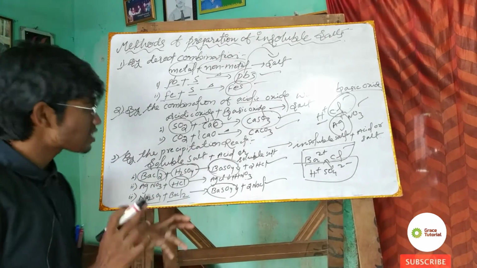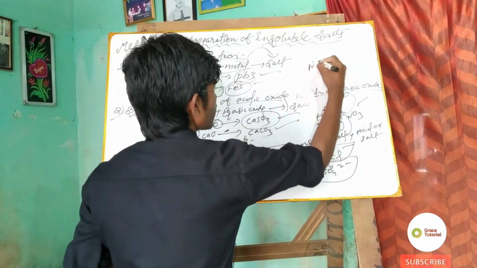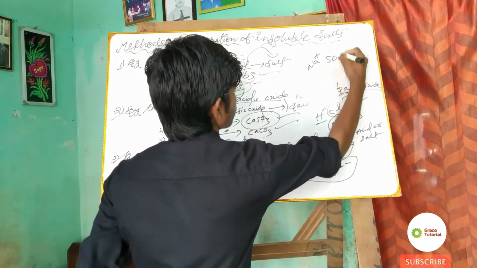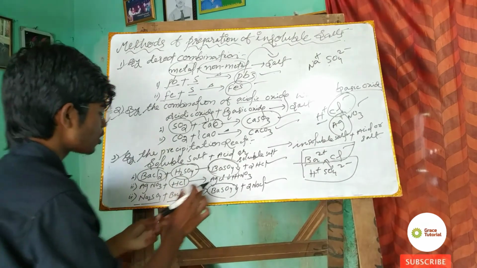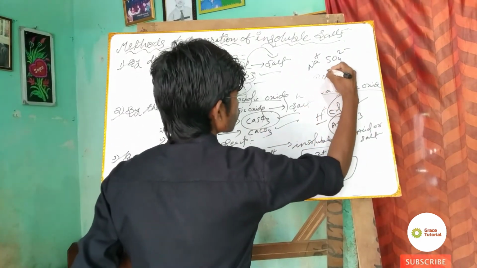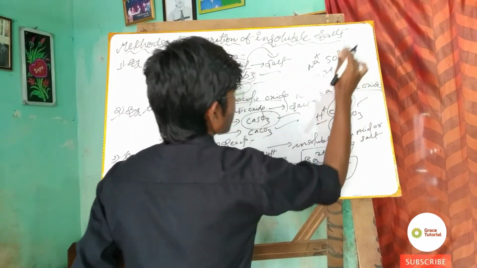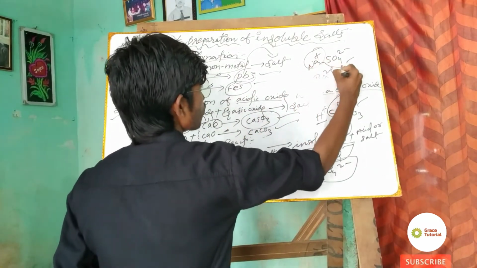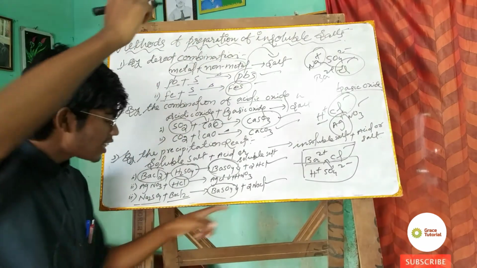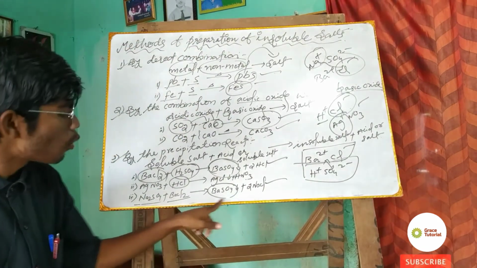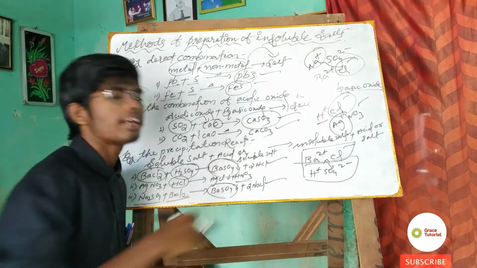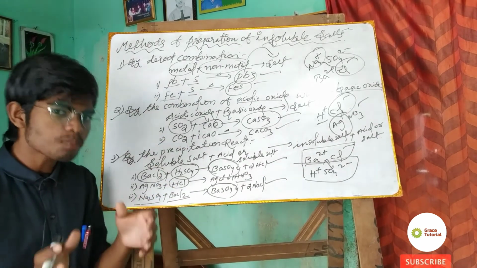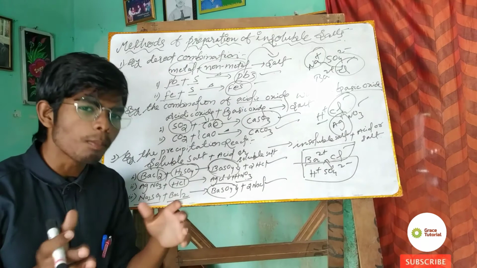If you dissociate sodium sulfate, you get Na+ and SO4 2-. Similarly, if you dissociate BaCl2, you get Ba2+ and Cl-. So what happened here? The positively charged particle of one will react with the negatively charged particle of the other. In this way, sodium chloride is obtained with the formation of the precipitate, that is barium sulfate. These are the various methods of formation of insoluble salts.